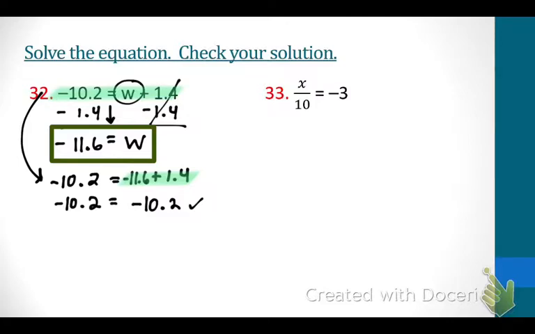Let's go to the next one. Heather, x divided by 10 equals negative 3. How do I get x by itself?